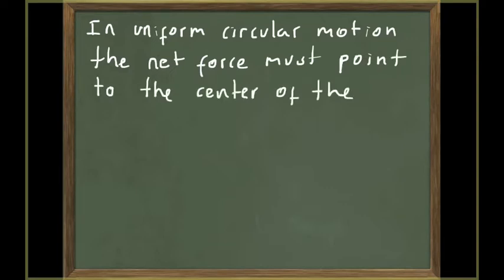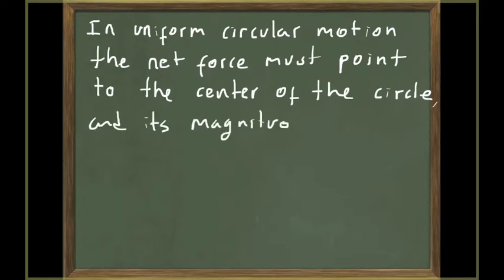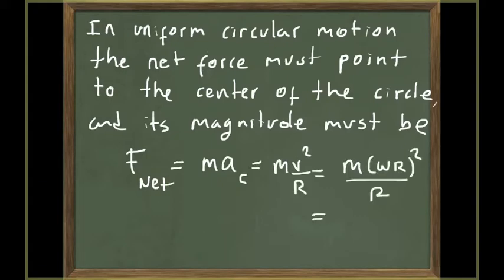Since in uniform circular motion the net force must point to the center of the circle, and its magnitude must be equal to the mass times the centripetal acceleration, we have that the net force acting on any object that moves in a circular trajectory with constant velocity must satisfy that it is equal to m v squared divided by r. You can also write this equation in terms of the angular velocity by replacing v with omega r, which gives you m omega squared times r.